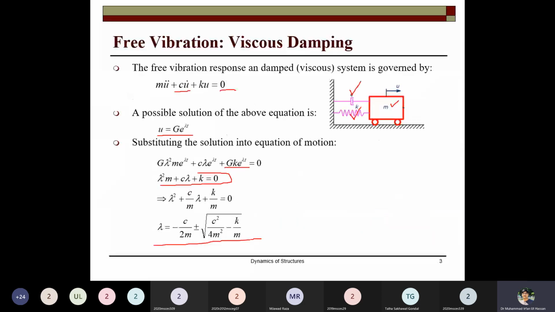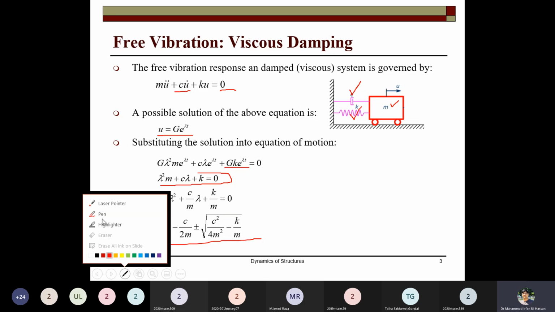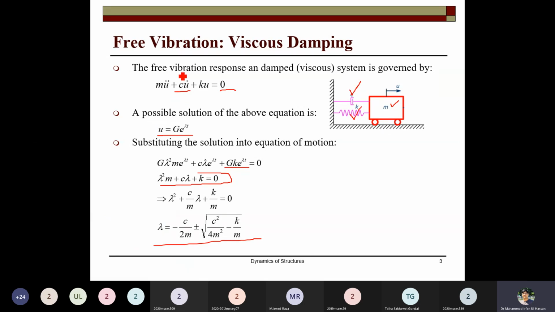Next part is the damped free vibration, which was also provided in the lecture. So, damped free vibration. Here C is not equal to 0. You can see that C is also present here.